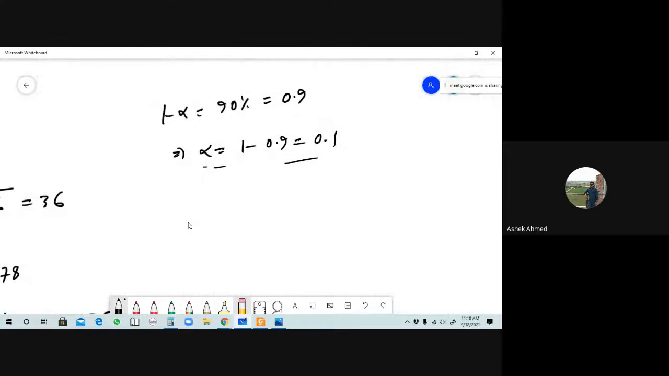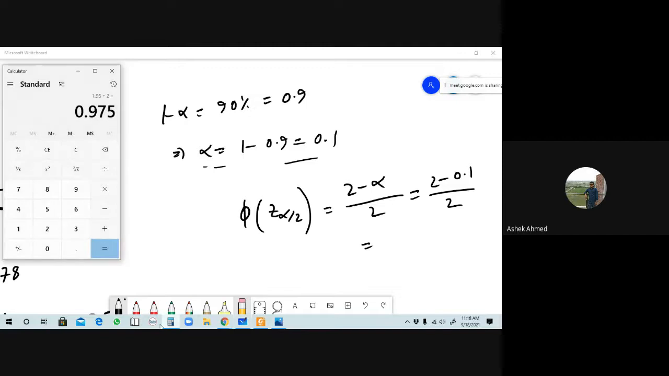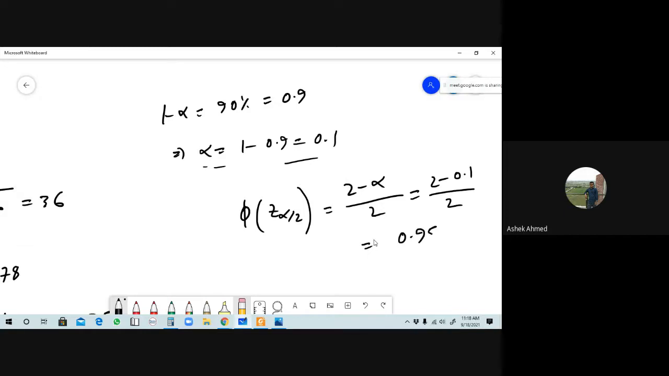Now, from the value of alpha, we have to determine the value of z suffix alpha by 2. How can we determine this value? For determining this value, we have to use this formula: 2 minus alpha by 2. So this value will be 2 minus 0.1, that is 1.9, divided by 2. So this value will be 0.95.